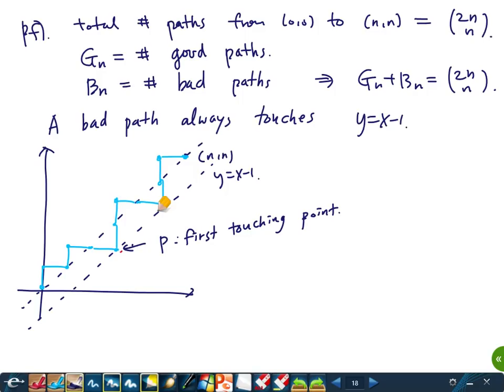Now what I'm going to do is reflect the first part, from 0 to P, about this line y equals x minus 1. Flip this about this line, like a mirror, and we get this. I just flipped this part along this line. Then what is the starting point? You flip 0 comma 0 about this line, and you get 1 comma minus 1.